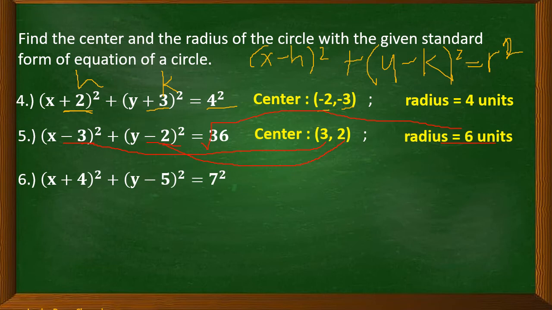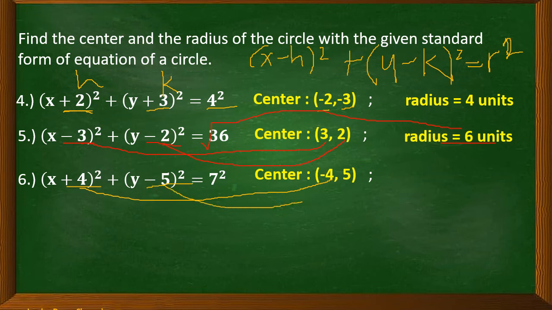Next example. Quantity of x plus 4 squared plus quantity of y minus 5 squared is equal to 7 squared. Okay, same with examples number 4 and 5. So for our center, we get the opposite sign of positive 4, so we have here negative 4. And for our k, we have negative 5, so it will become positive 5. And for our r, we will just copy 7 since this is in exponential form. That's why our radius is 7 units.